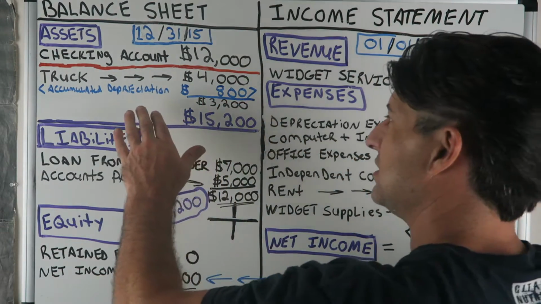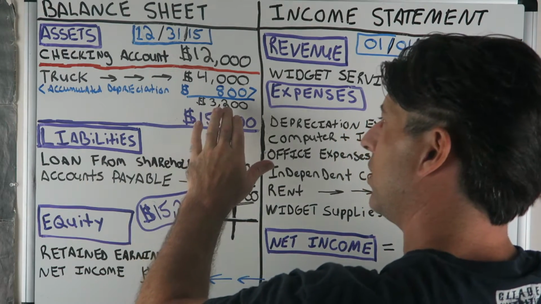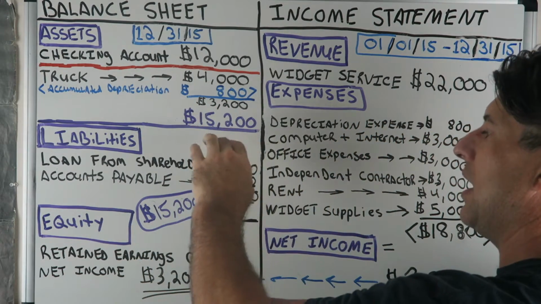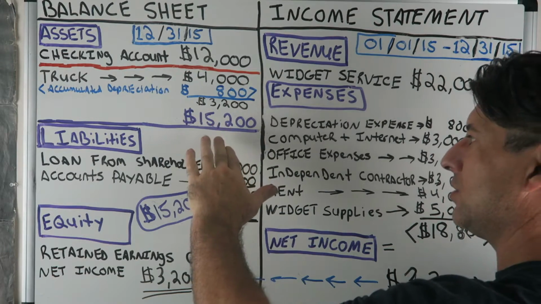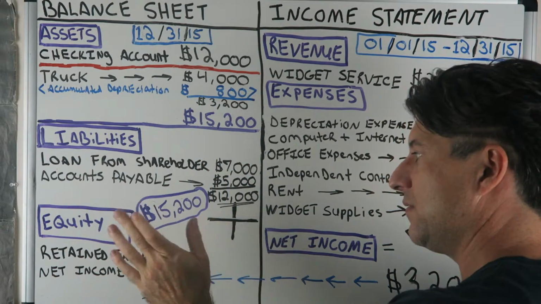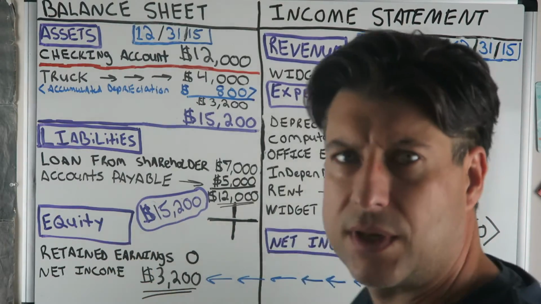And see, the truck is now worth $3,200. And our assets are $15,200, which equals $15,200 in liabilities and equity.